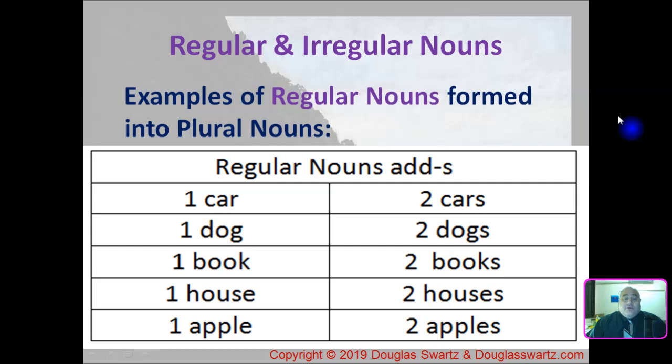Examples of regular nouns by adding an s for their plural form. 1 car, 2 cars. 1 dog, 2 dogs. 1 book, 2 books. 1 house, 2 houses. 1 apple, 2 apples.